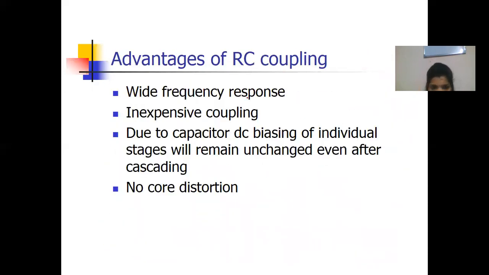So the first advantage is wide frequency response, and inexpensive coupling because we are using a simple capacitor. Due to the capacitor, DC biasing of individual stages will remain unchanged even after cascading. Just pause the video and think about it. What does it want to say? Due to the capacitor, DC biasing of individual stages will remain unchanged.